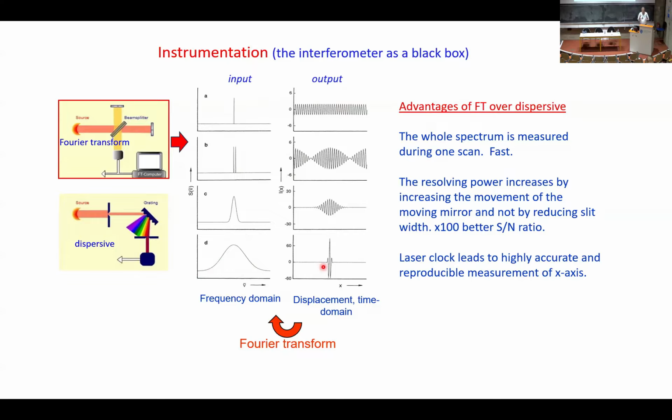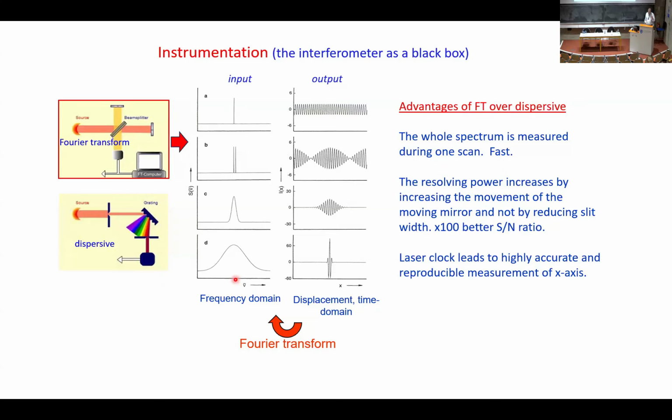The good thing is that we had the mathematics from the time of Laplace, how to go from the frequency domain to the displacement or to the time domain and vice versa. So we collect the spectra in the time domain, in this domain, and then we Fourier transform to go to the frequency domain. Now, that sounds a bit weird, but there are very good reasons for doing that. The first reason is that at every pulse of the moving mirror of the spectrometer, you collect the whole spectrum at once, all the frequencies at once. So it is fast.